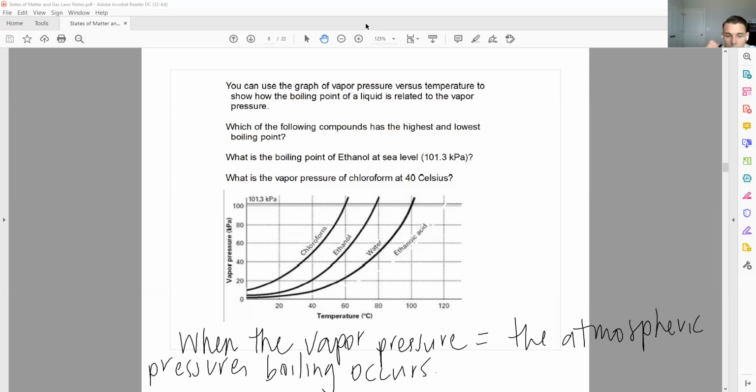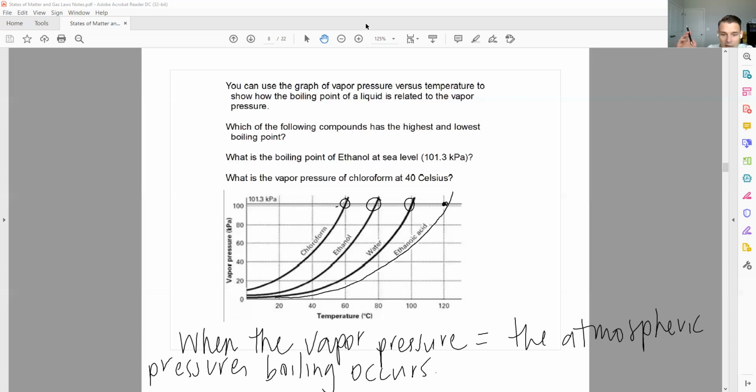So you see this line, 101.3 kPa, that's our standard pressure at sea level. And you can see where these graphs intersect, those points, that's going to, if you go down, tell you the temperature for its boiling point. And then the ethanoic acid, I don't know why this one is just white, but draw it in there for you. So you can answer questions like these. Which of the following compounds has the highest and lowest boiling point? Highest boiling point would be ethanoic acid, right around here. The lowest boiling point, obviously chloroform over here.